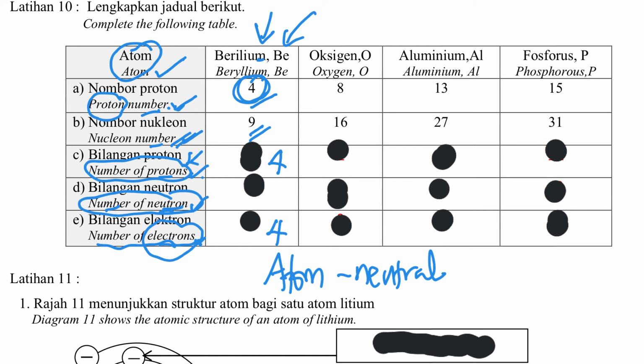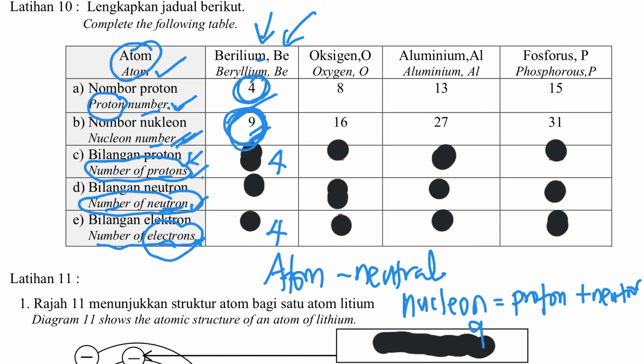Okay? And next one, number of neutrons. How to find the number of neutrons? When you see neutron, you have to remember the formula again. Nucleon number is equal to the number of protons plus the number of neutrons. So when the nucleon number is 9, where did I get this? From here. Okay, when the nucleon number is 9 and you have the proton number 4 here, what is the number of neutrons? It should be 5. Okay, this is a simple example.